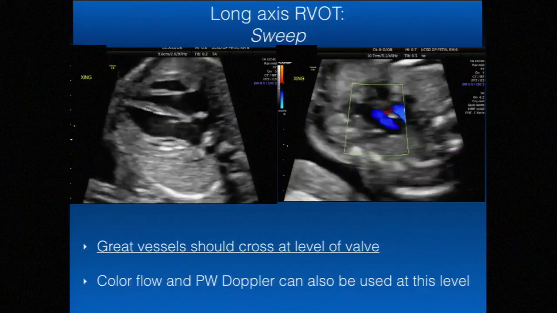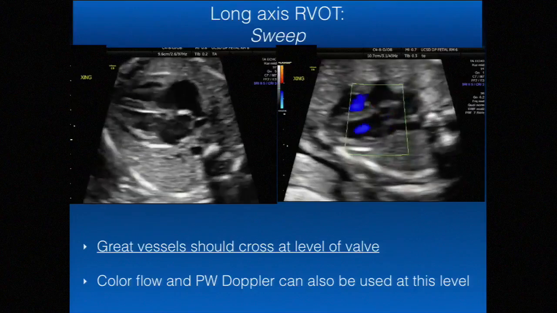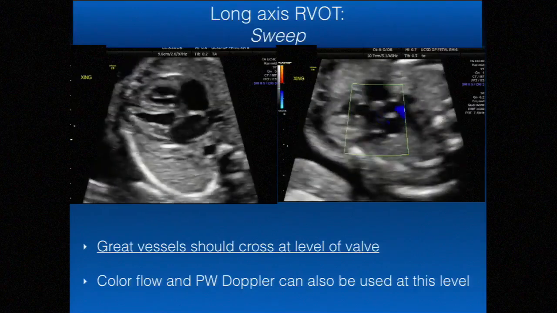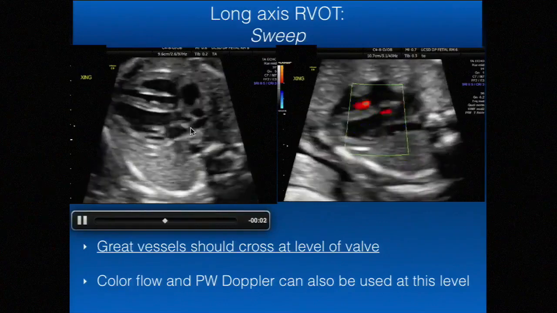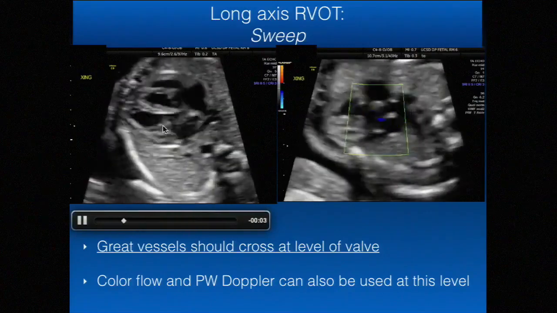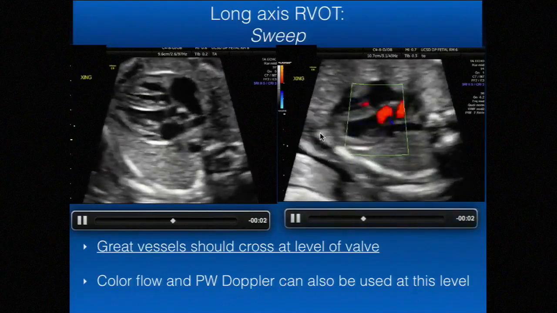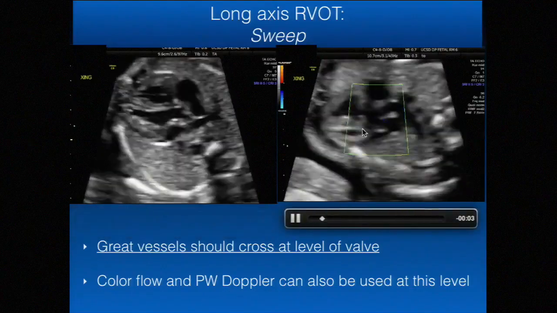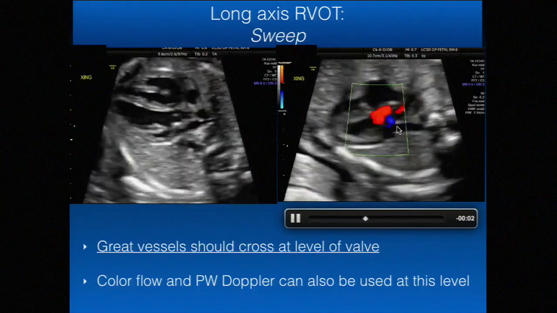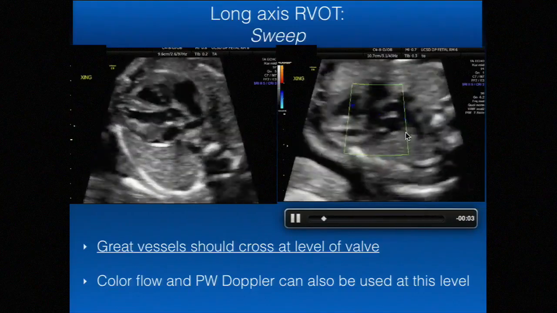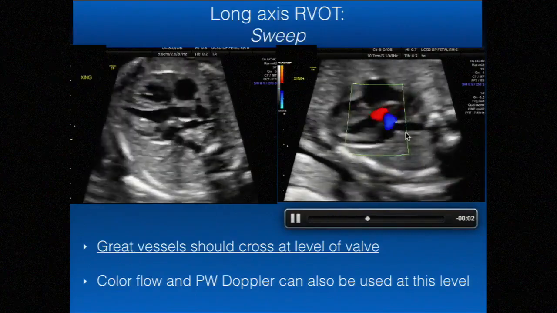And then in the long axis view, this is a really nice view to also confirm that the great vessels are crossing. And I really like this also to take one more look at the valves if you didn't get a good look at them before. You can see them, they're crossing right at the level of the valves. And then with color, also seeing that the flow direction is different because your aorta is coming up and your pulmonary artery is crossing down. So there's no question with someone looking at this later that these vessels are definitely crossing normally.